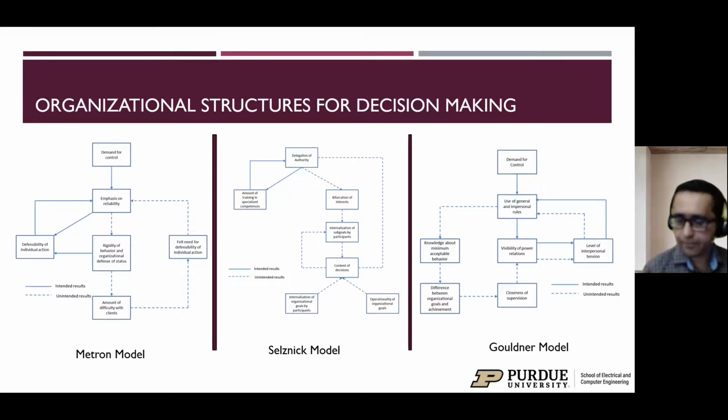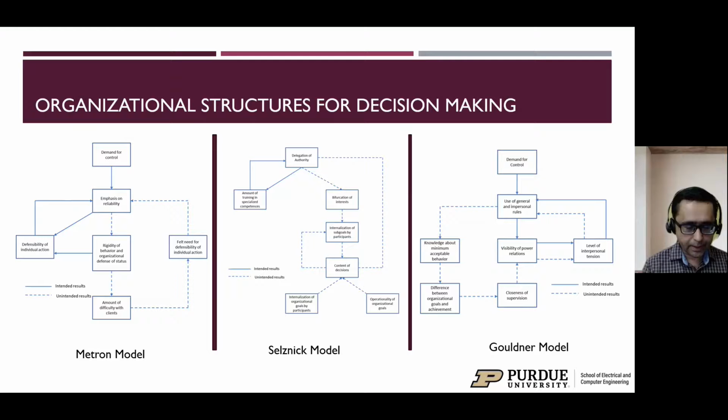The third framework that he suggests is called the Gouldner model. This Gouldner model focuses on what is called acceptable minimum behavior. As long as the employees or the personnel in an organization can perform at a certain minimum level, there is an easier way to manage organizational decision making, as supervision is a little easier with the minimum acceptable behavior.